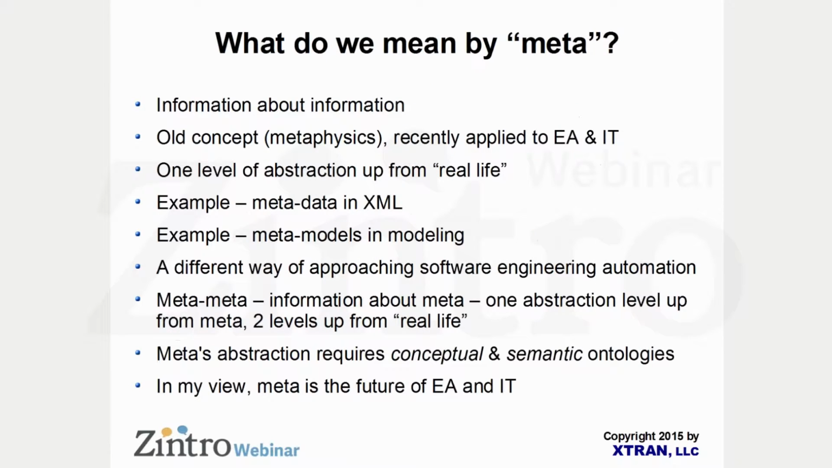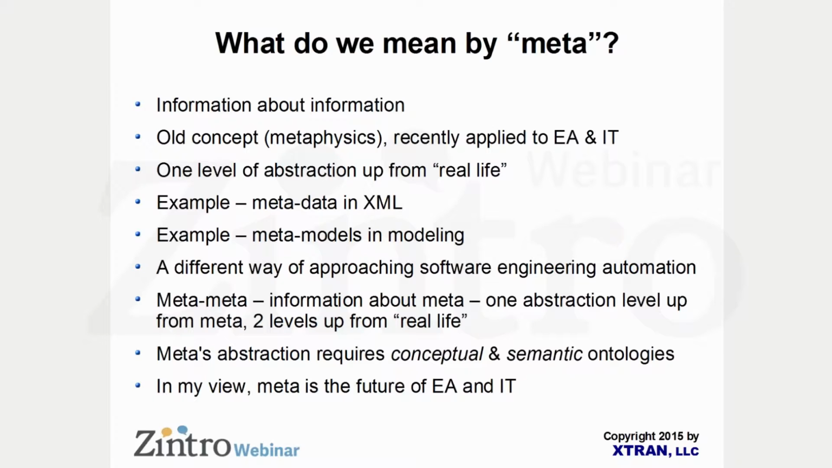Okay, now I'm going to take a step back a little bit here and talk a little more philosophically for a second. We're going to be talking about meta a lot, and we need to figure out what we mean by meta. In a nutshell, to me, meta is information about information. In other words, it's one level of abstraction up from what I would characterize as the real world. Now, as a concept, it's been around for a long time. For example, metaphysicians have been talking about meta for hundreds of years.